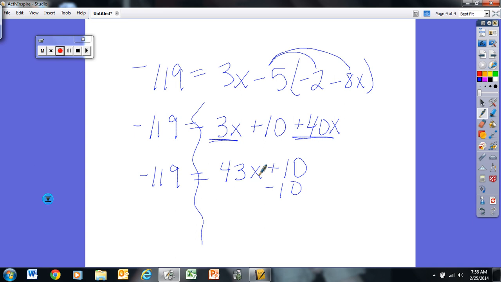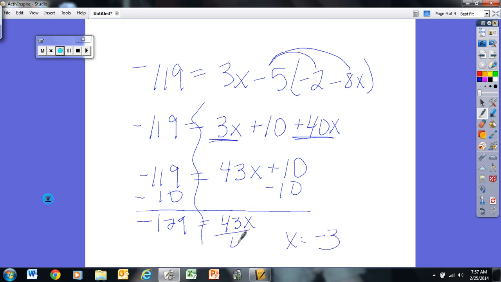Now I'm going to try to get the variable by itself, so I'm going to minus 10 from both sides. So I have negative 129 equals 43x. Now type that in your calculator, make sure I'm right. Negative 119 plus negative 10, or negative 119 minus 10. You should get negative 129. And when I divide that by 43, I get negative 3.